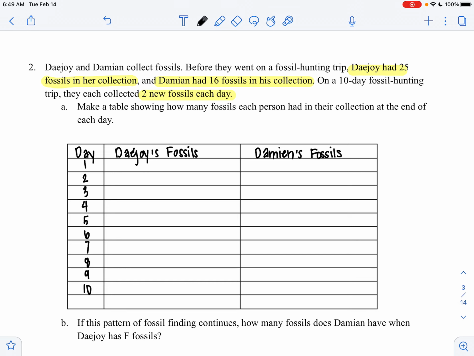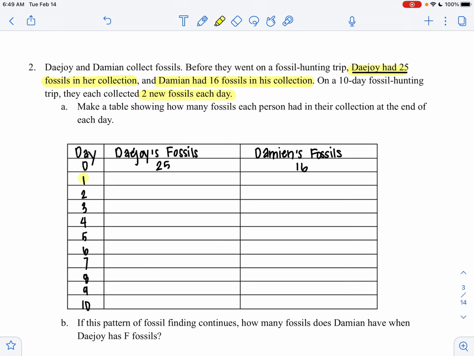Now, I know that on day 1, both Dayjoy and Damien collected 2 fossils. But I also know that they started with a certain number of fossils. So in fact, let me adjust my table and add day 0. And day 0 would just represent before they even go on the trip. Before they even go on the trip, I know that Dayjoy had 25 fossils in her collection. And I know that Damien had 16.